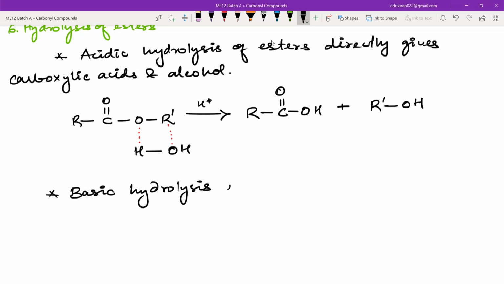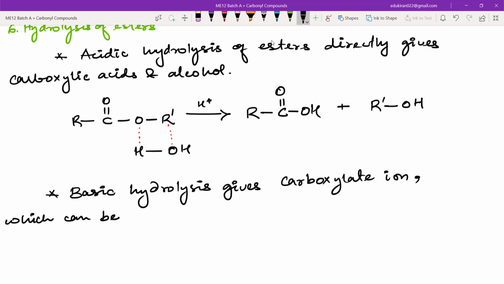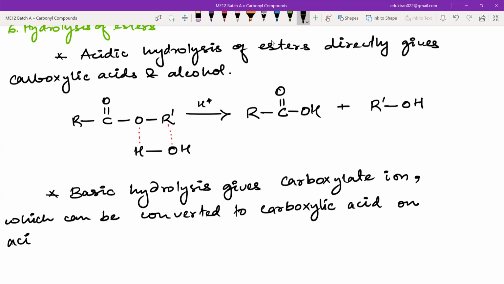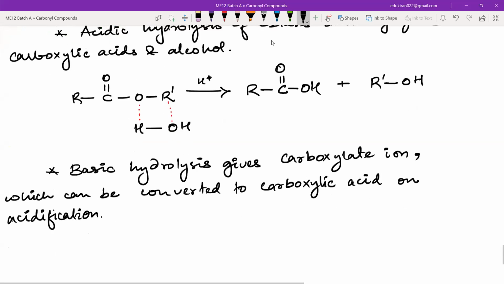Basic hydrolysis gives carboxylate ion. Now when it is base, this H plus will be abstracted and you will get COO negative. So in base hydrolysis you get the carboxylate ion, which can be converted to carboxylic acid on acidification. That means you have to add acid. Nothing else, you have to add acid.